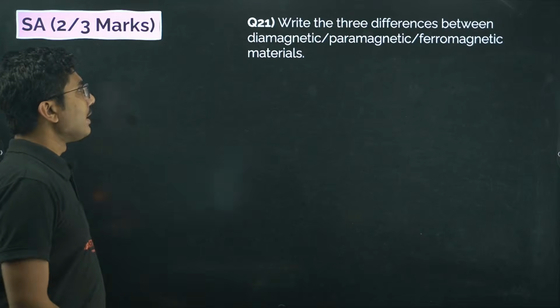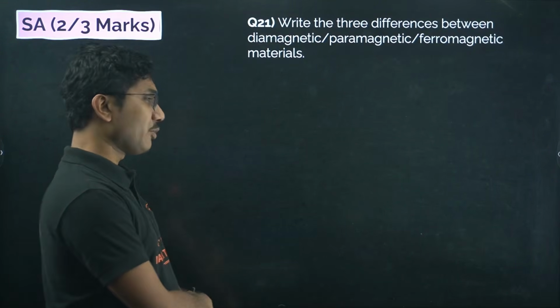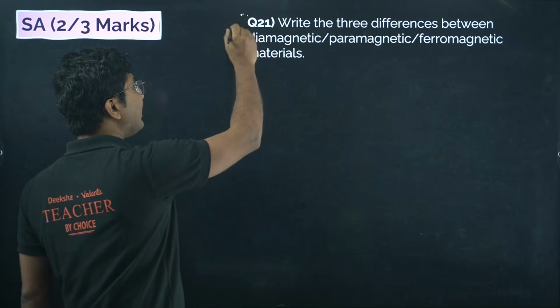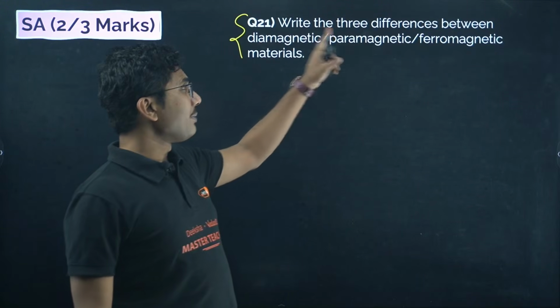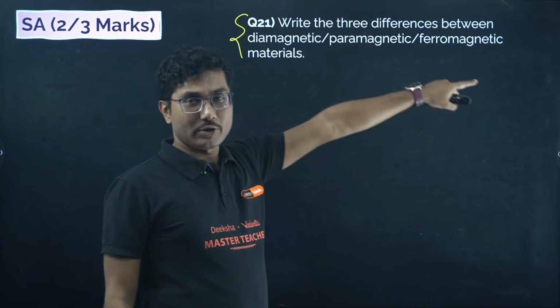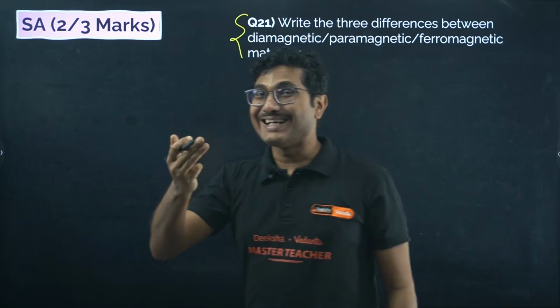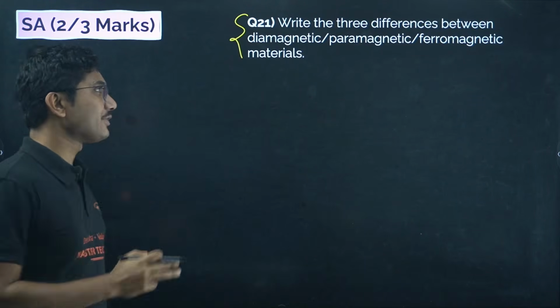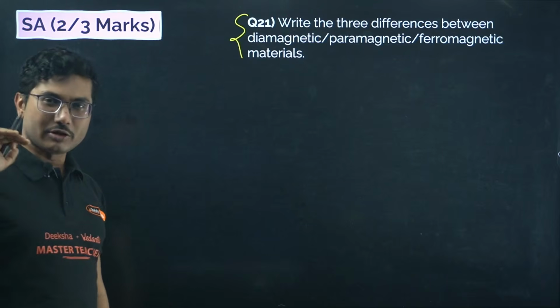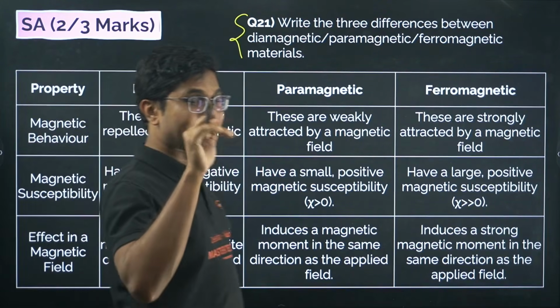Next, write three differences between diamagnetic, paramagnetic and ferromagnetic materials. Actually, these are three different questions: diamagnetic and paramagnetic, diamagnetic and ferromagnetic, and paramagnetic and ferromagnetic. All three differences can come. So if you study one single question, you can possibly write three answers. So three questions are possible from this question, and this is also a very, very important question. It did not come last year, so there is a high chance it might come this year.